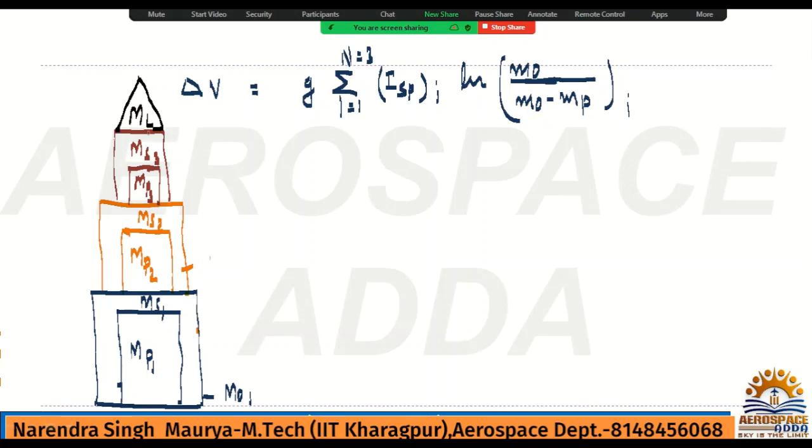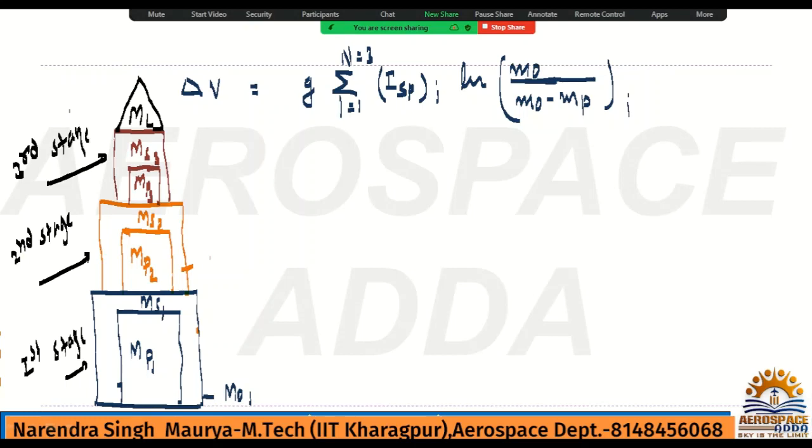This is the full rocket. This is the first stage of the rocket. This is the second stage, and this is the third stage, and this is the payload.